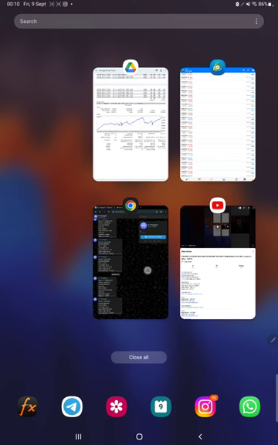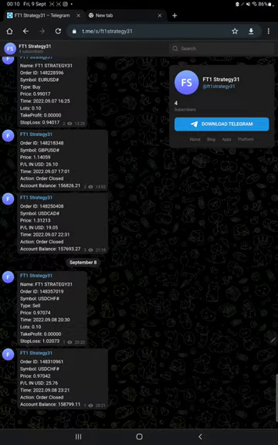Also, the MT4 to Telegram option is there. By following the FT1 Strategy 31 channel, you can stay updated on each trade we have taken and verify it with its order ID. Also the profit and loss you can check out.